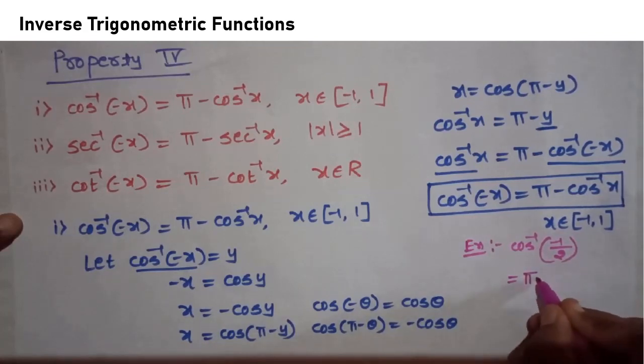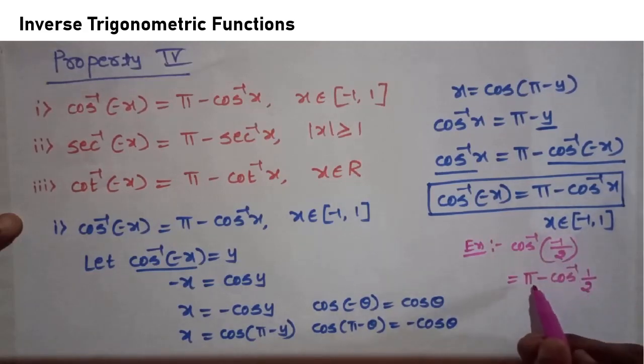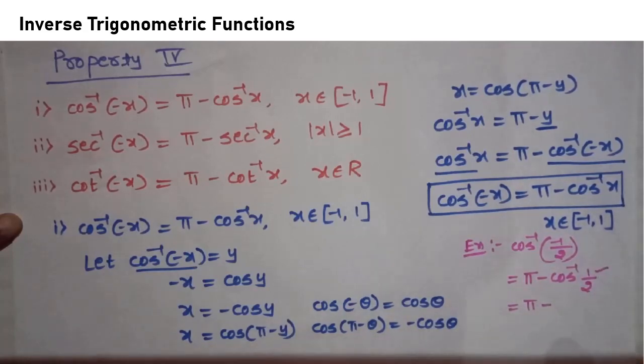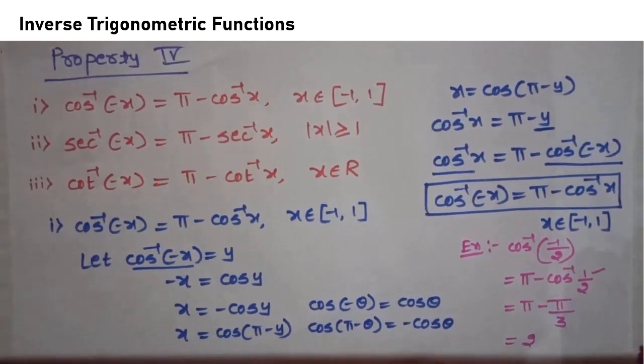Therefore, we can put pi minus cos inverse 1/2. Cos inverse of minus x is pi minus cos inverse x. Therefore, pi minus, for which angle is cos giving 1/2? For 60 degree. That is nothing but pi by 3. So, pi minus pi by 3 is what? 2 pi by 3.